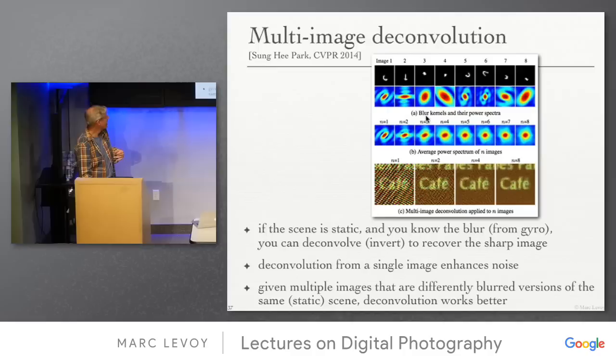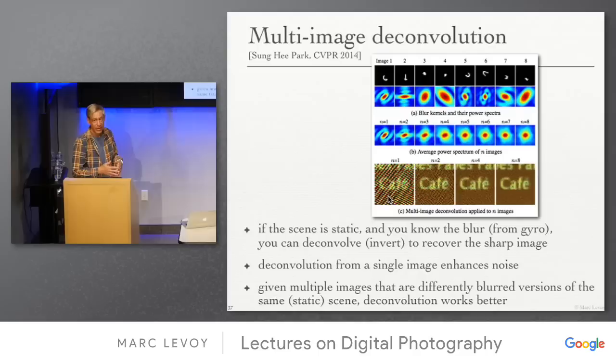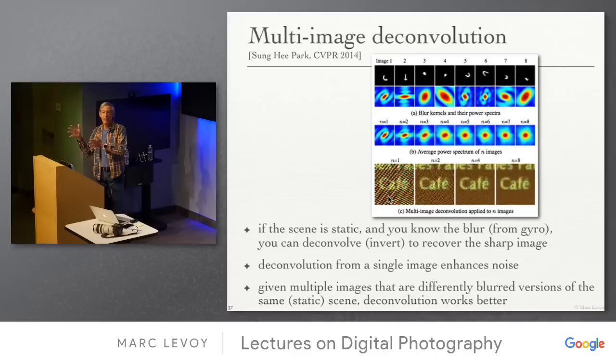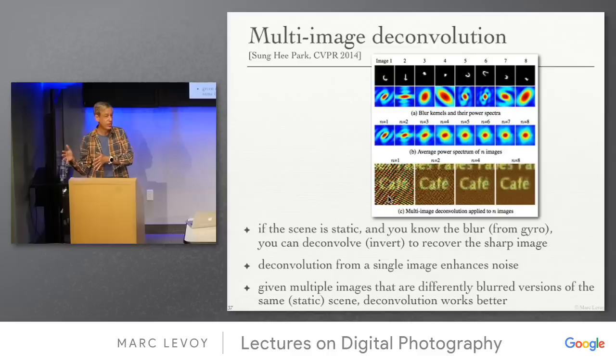And here's just how much that noise gets enhanced. This is some work that I did with a graduate student at Stanford where we said, well, suppose I take a burst. And for that burst, it's a single static scene. I have multiple differently convolved, differently blurred observations of it. And so if I know what that blur function is because I have a calibrated gyroscope, then maybe I can do a better job of inverting it. And the answer is yes.